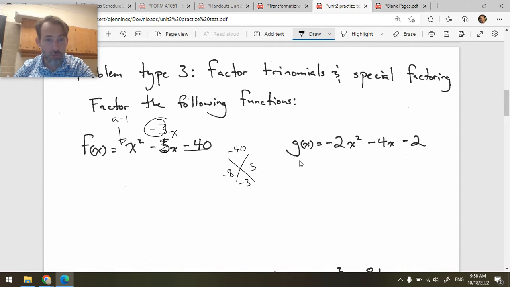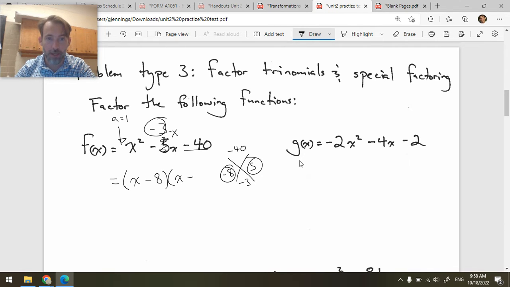But anyway, once we've got those numbers, negative 8 and 5, all we need to do is plop those into the brackets with x. That only works when a is 1: x plus 5. There are other ways to do it that work when a is 1 and when a is not 1. I want you to do it the fast way, not the slow way. So I want you to do the special cases this way. If you have a different way that works, keep doing it your way.